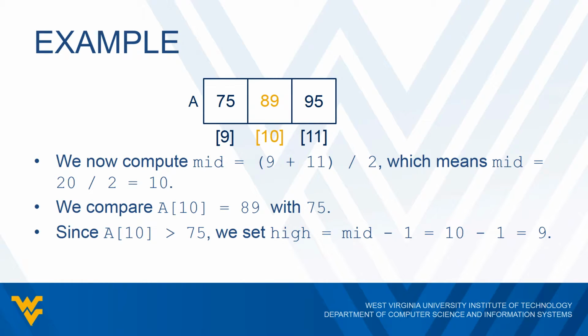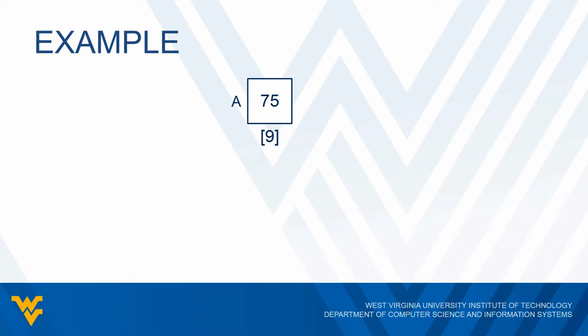In this case, A10 is greater than 75, so we've guessed too high. Now we need to modify our high variable. We're going to set that to mid minus 1. Since our mid is 10 and we're going to subtract 1, our high is now 9. We've now cut off the top half of that last array. And we see here that we only have one element left. So if this isn't 75, then we're in trouble. But obviously, we're going to see that. We still have to follow the algorithm, so let's just go ahead and follow the motions.